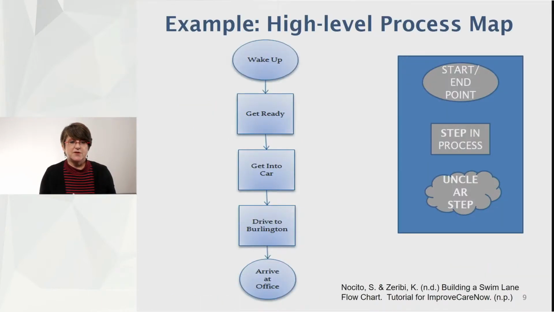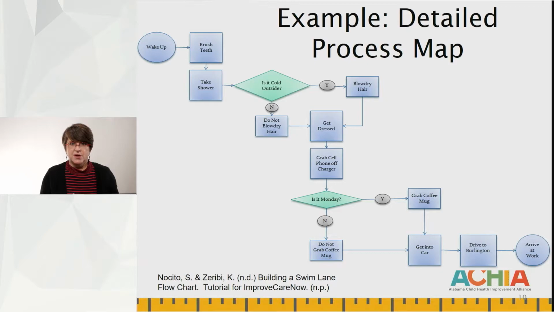When you put the 2 together, you get a high-level process map. And this map is very simple, kind of on the globe or the state level or the country level. And this just shows waking up and getting ready and going to work. And this slide actually comes from Improve Care Now, which is a collaborative that's led through Cincinnati Children's. The next slide also comes from Cincinnati Children's, and it shows a more detailed process map where you wake up, you decide what the weather's like outside so you can decide what you want to wear, and you decide if it's Monday and you need extra coffee. And so there's a lot more steps in this process map.